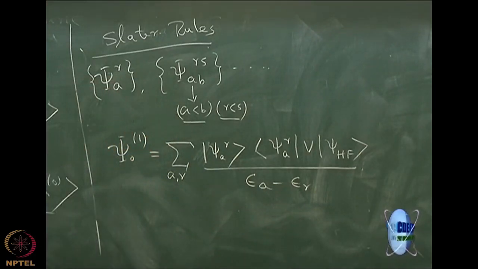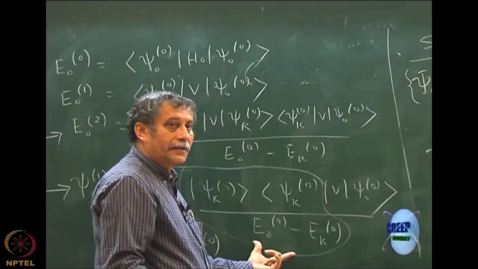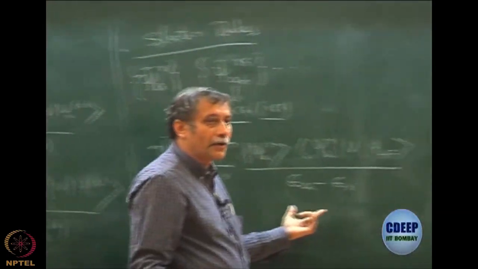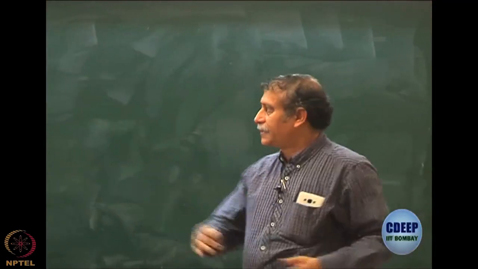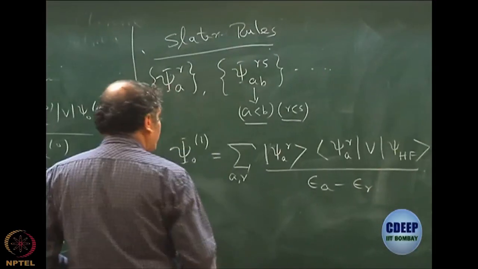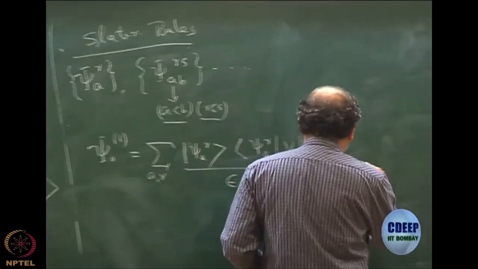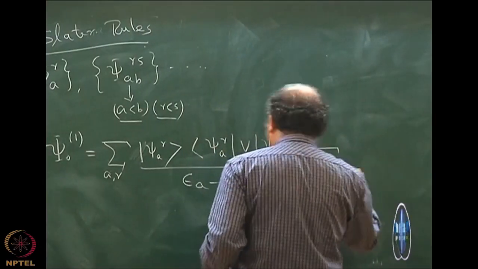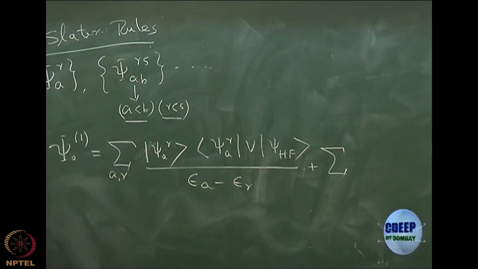The difference of these two energies is epsilon A minus epsilon R. We have already discussed this. So, it differs from the E naught 0 by this, the difference in the orbital energies. So, that becomes your first term, and then the second term, you continue, because all excited states are there, right. So, you have to continue.